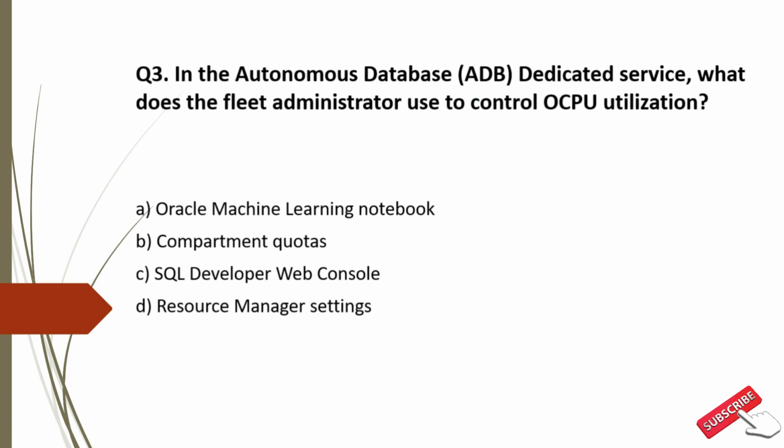Option A. Oracle Machine Learning Notebook. This is incorrect. Option B. Compartment quotas. This is correct. We can use compartment quota to control how autonomous database OCPU and storage resources are allocated to Oracle Cloud Infrastructure compartments. Option C. SQL Developer Web Console. This is incorrect. And option D. Resource Manager settings. This is also incorrect. So the correct option for question 3 is option B.